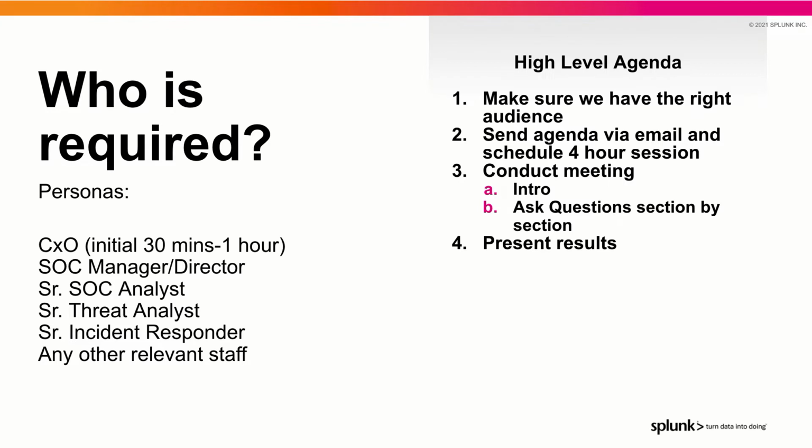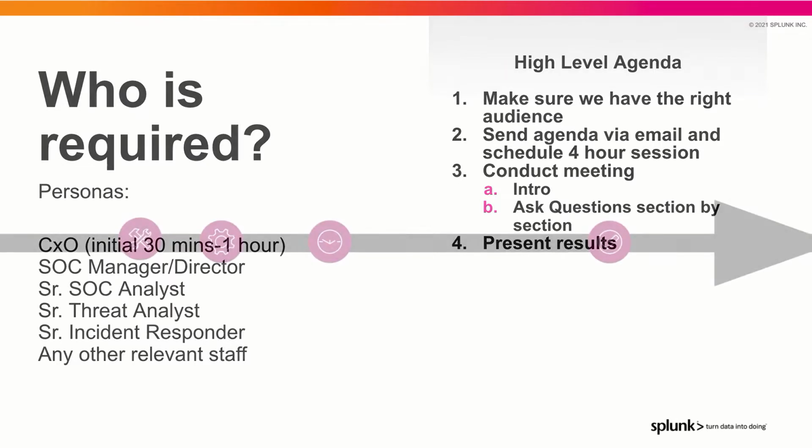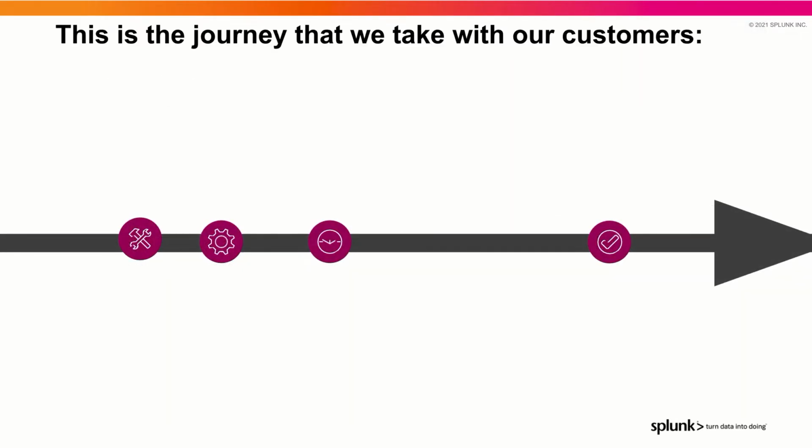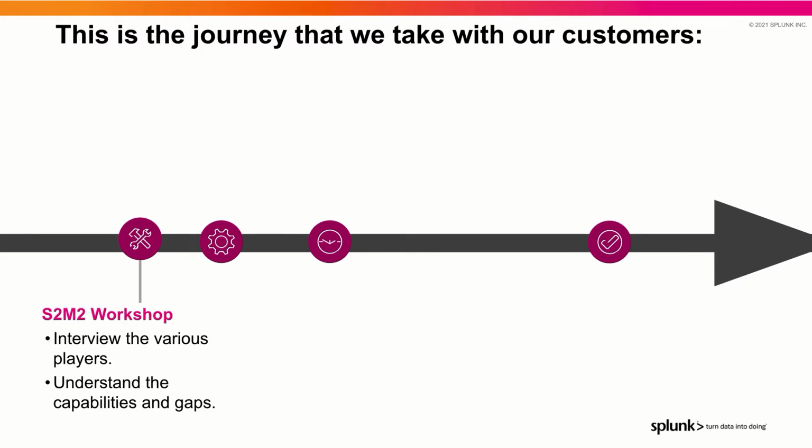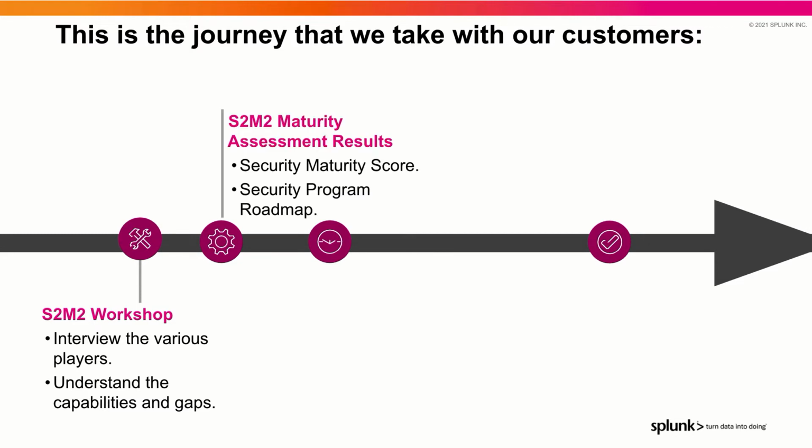And then we come back and present the results to give you your maturity ranking, what the gaps are, and then we can talk more about suggested remediations as well. So this is a 4-step process that, like I already said, takes roughly 4 hours. It is a Q&A type process where we interview the various players, understand your capabilities and your gaps, and then give you that maturity score. We come up with the program roadmap, if you will, going forward in terms of maturity.